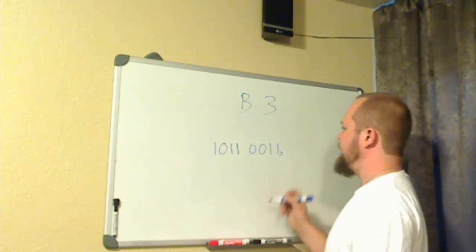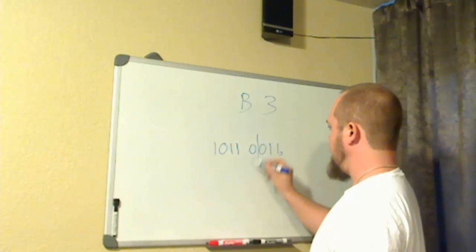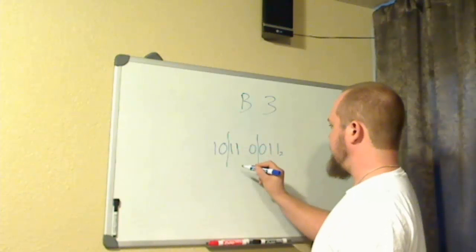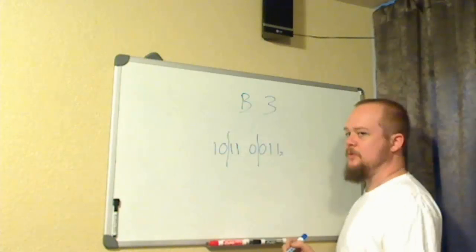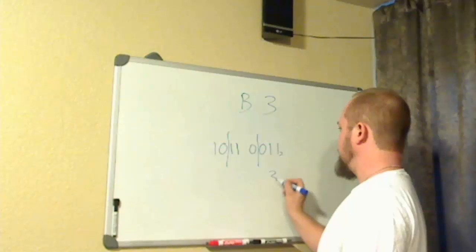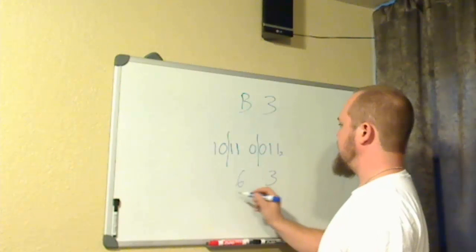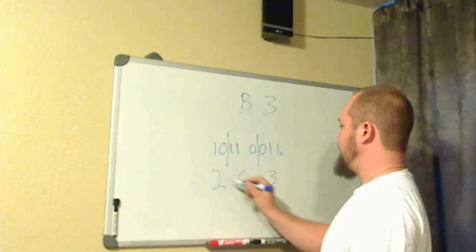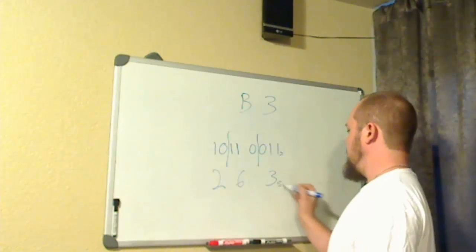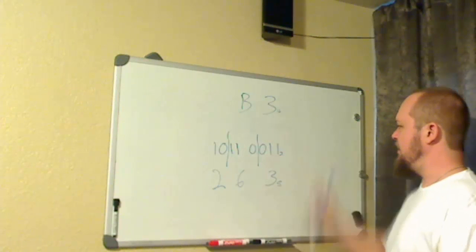Base 2. Now we will split this up into 3s. And we will convert this over to octal. So we know that this is 3. This is 6. 263 in octal is the equivalent to B3 in hexadecimal.